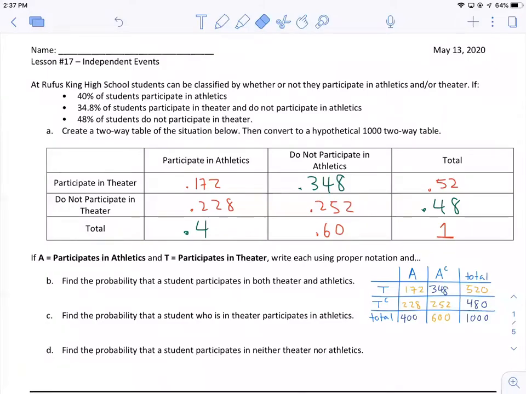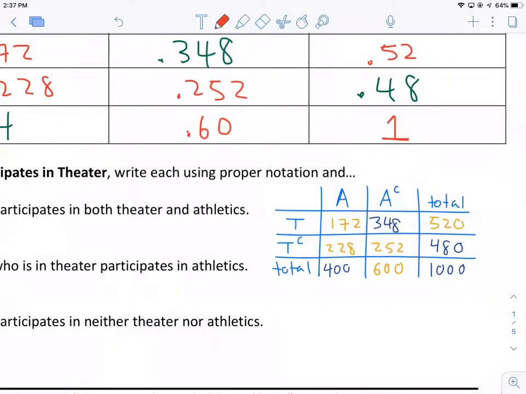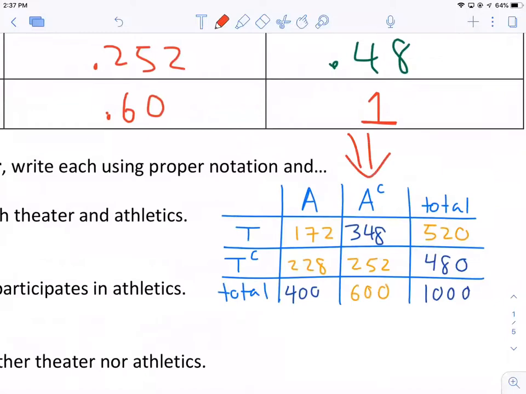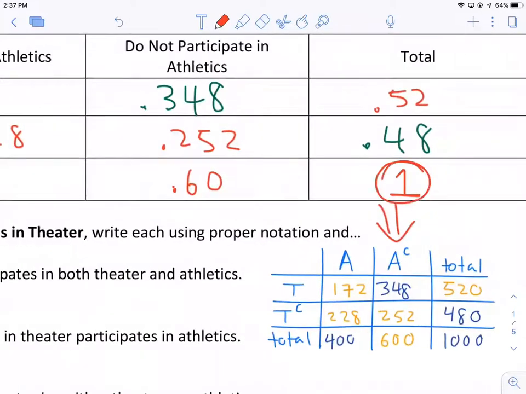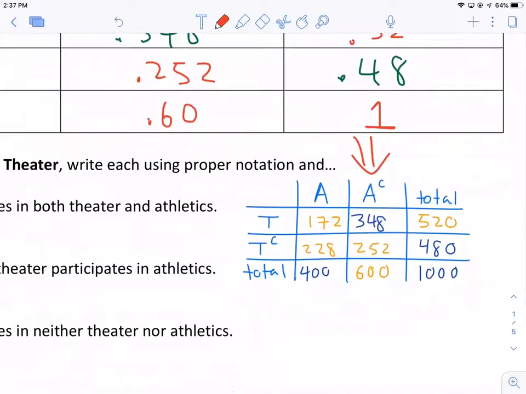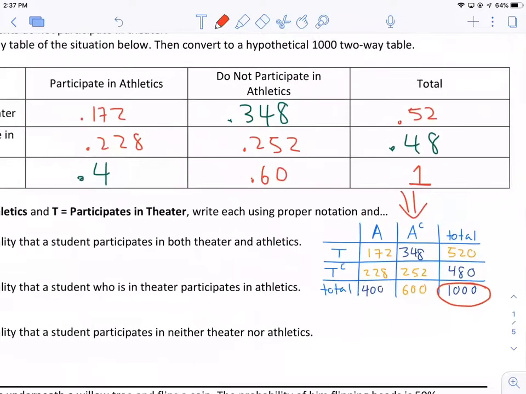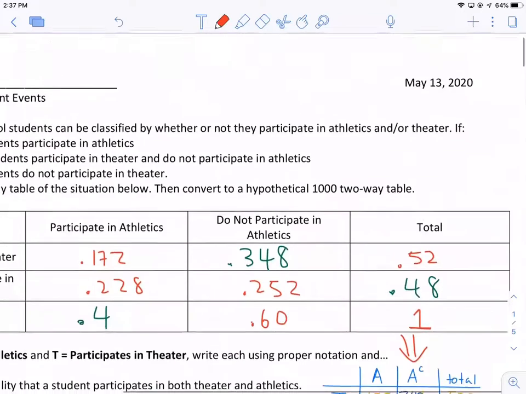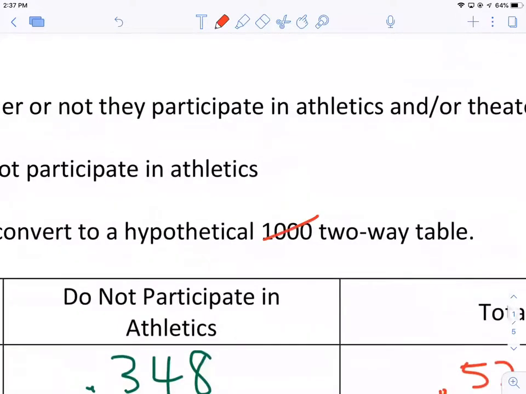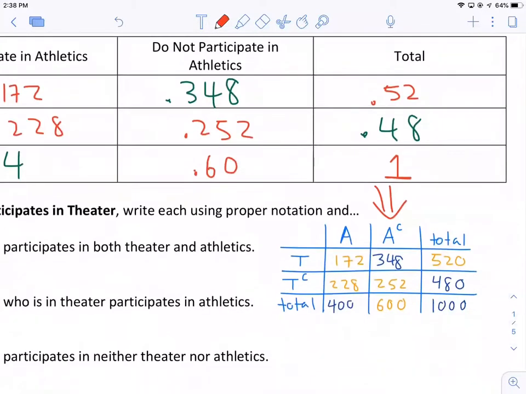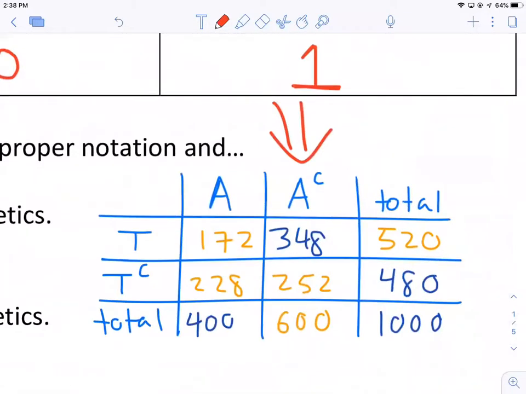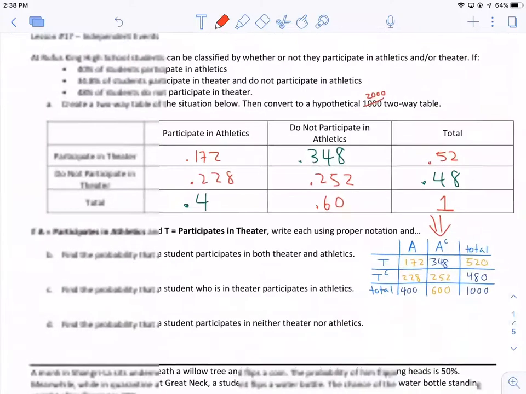All right, so there we go. There's the table filled in. I also converted it to a 1,000 hypothetical two-way table over there. So I just pretended that there were 1,000 total students at Rufus King High School, and then you can just multiply all the values by 1,000. If I ask for a 2,000 hypothetical two-way table, just multiply all of these relative frequencies by 2,000 to get the frequency, or the hypothetical frequencies in this case.